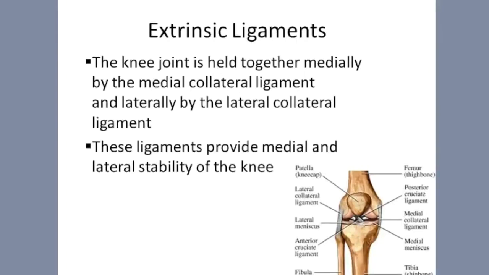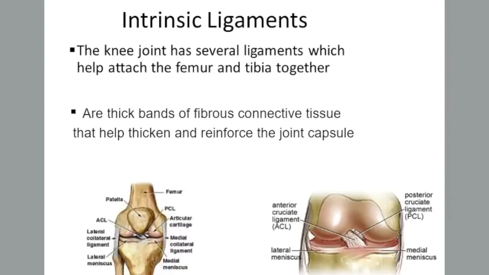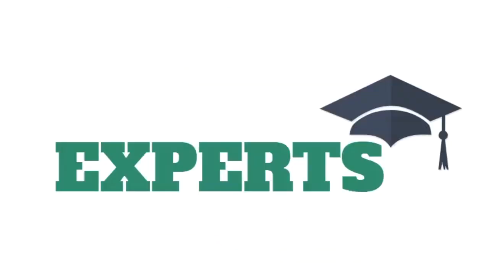Extrinsic ligaments. The knee joint is held together medially by the medial collateral ligament and laterally by the lateral collateral ligament. These ligaments provide medial and lateral stability of the knee. Intrinsic ligaments. The knee joint has several ligaments which help attach the femur and tibia together. They are also thick bands of fibrous connective tissue that help thicken and reinforce the joint capsule. You made it! Now you are experts of bones and joints.